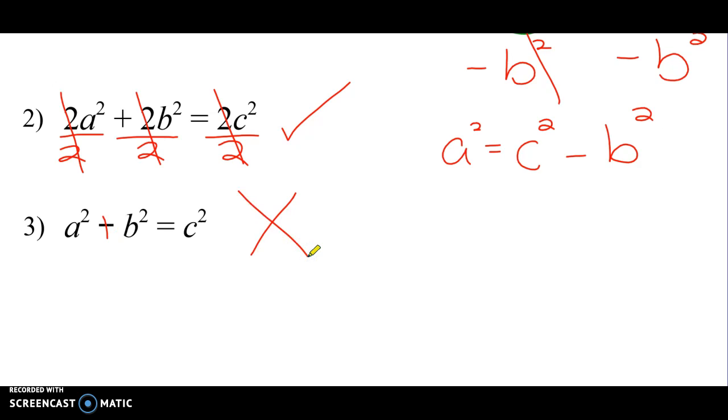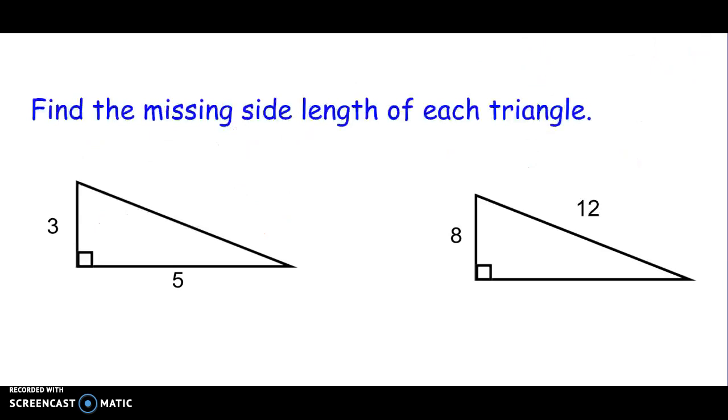Okay. All right. Now we're actually going to do it. We're going to use the Pythagorean theorem. So, first of all, two things. One thing you have to have. What is the first and foremost thing that has to happen to use this Pythagorean theorem? Right. It has to have a right angle, which means it's a right triangle. I would write this in your notes. It has to be a right triangle.